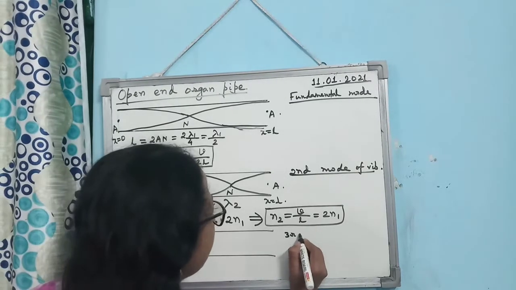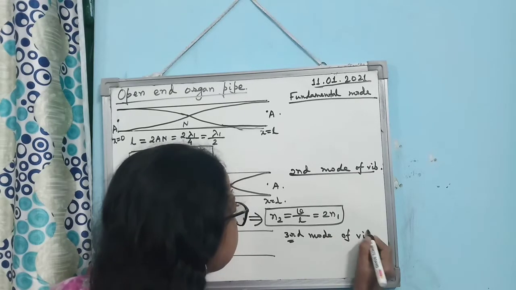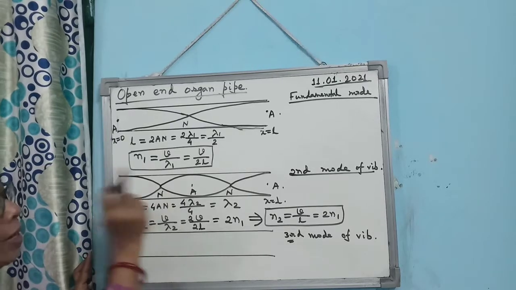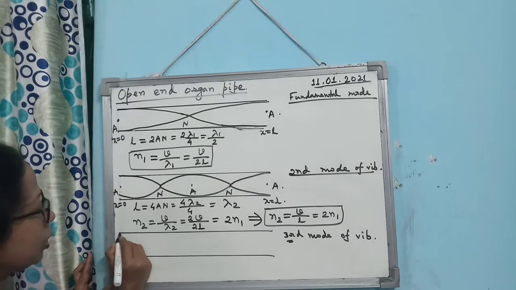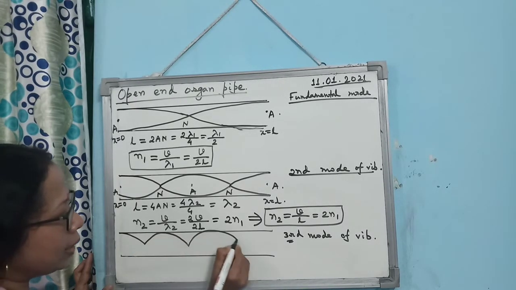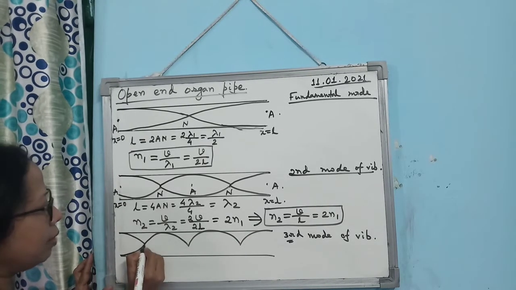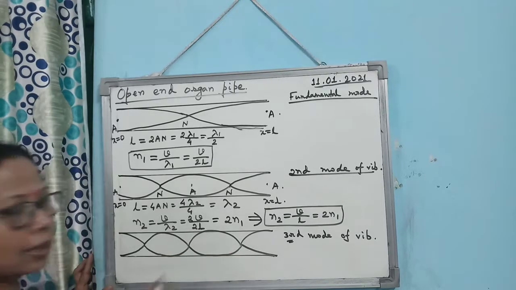Next, in the third mode of vibration, if I add one more loop, what will it be? Half loop, then two closed loops, then one half loop. So you can draw the diagram like this: half loop, then one closed loop, another closed loop, then another half loop. So again you complete the diagram: half loop, one complete loop, one complete loop, another half loop.